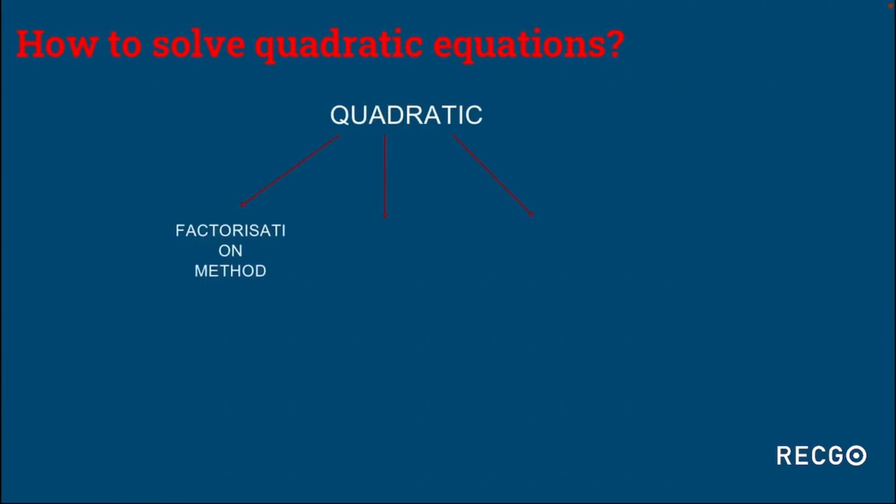So we will now see how to solve quadratic equations. So overall there are three methods to solve any quadratic equation. So the first method is factorization method, the second method is completing square method, and the third method is the formula method. So in this playlist we will be learning how to solve quadratic equations using the factorization method, completing square method and formula method. So in the next video we will be seeing how to solve a quadratic equation using the factorization method.